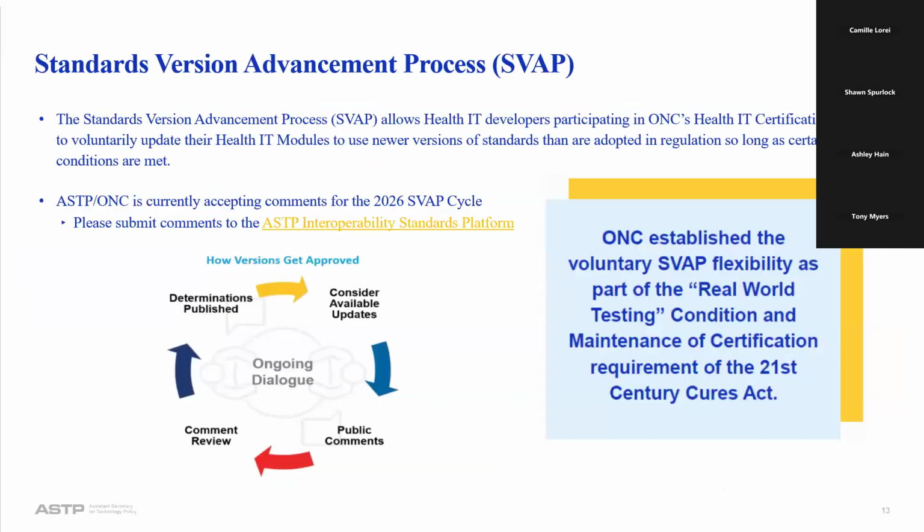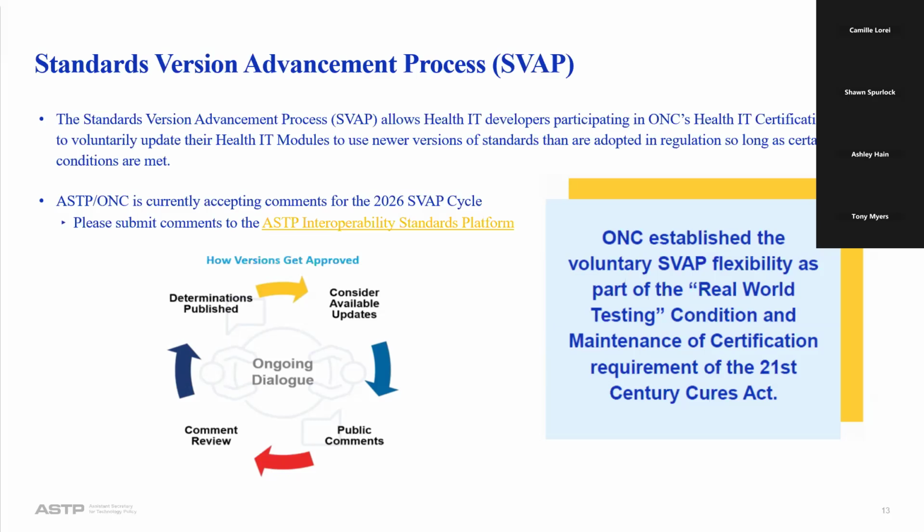Okay, next slide, please. All right, I think this is going to be the last of the smattering of updates. The standards version advancement process is a process that really never stops. It never ends. We are currently accepting comments for the 2026 SVAP cycle. We've got a handful of standards that we have put up for folks to look at, and there may be standards that we end up finalizing that aren't there.